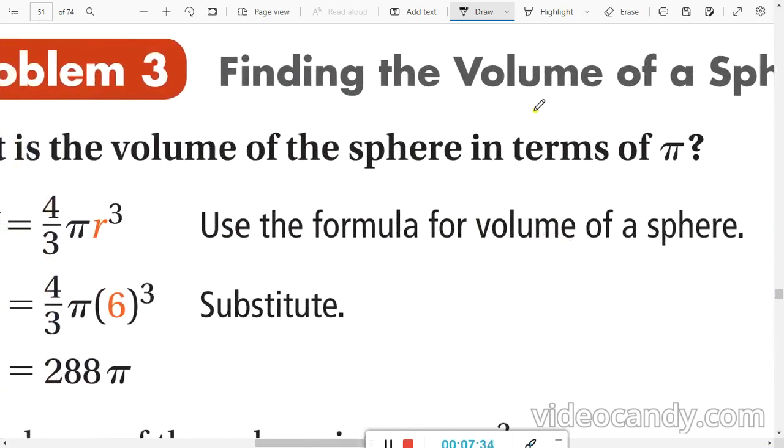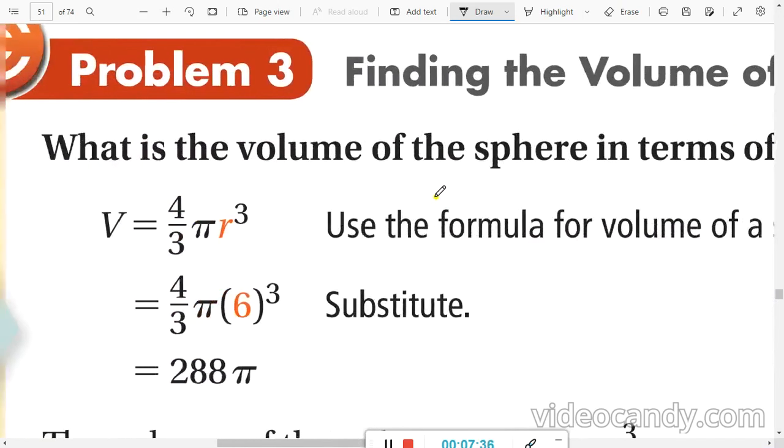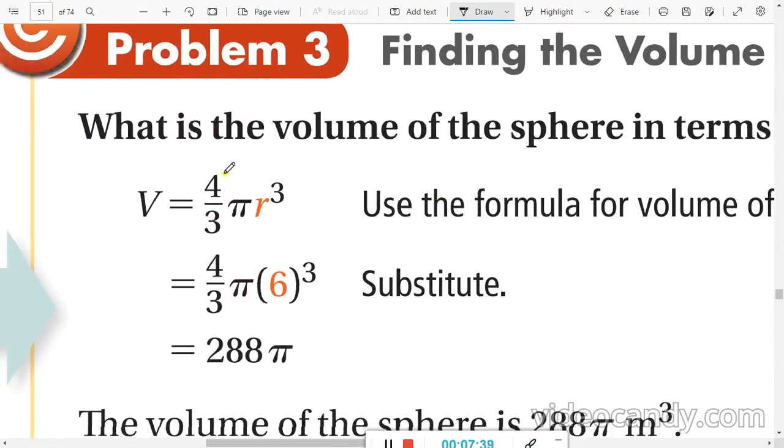So if they want it in terms of pi, you just leave pi alone, just like we did on Khan Academy. So 4/3 pi r cubed. Okay, it's going to be 4/3 times pi times 6 to the 3rd. Okay, and the way you would get this answer, you want to do 4 times 6 to the 3rd first. Okay, and then divide by 3, and you will get 288, and you just leave pi alone. So it's 288 times pi for the final answer.